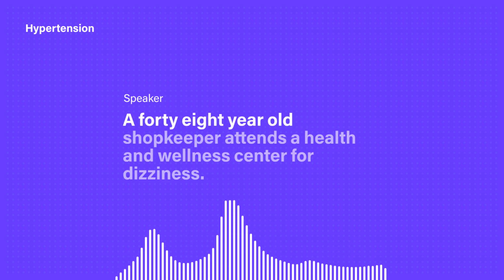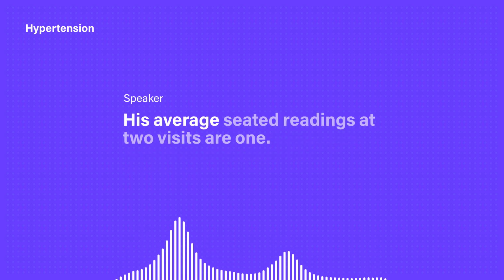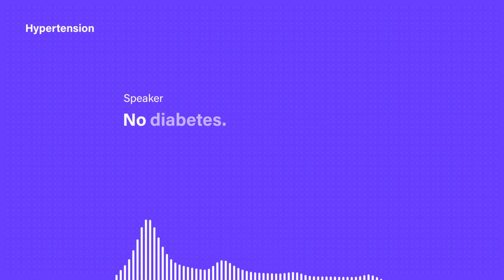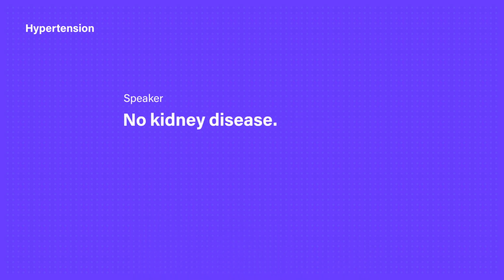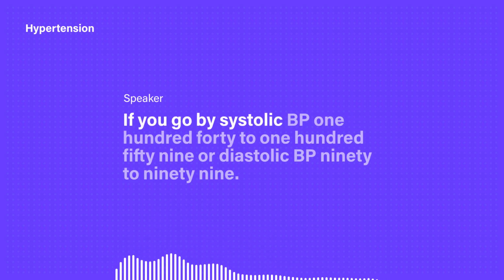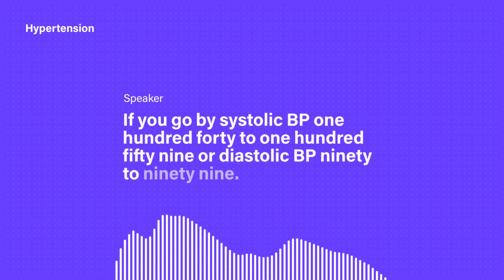A 48-year-old shopkeeper attends a health and wellness center for dizziness. His average seated readings at 2 visits are 152 over 94. No diabetes, no kidney disease. How would you proceed? That's stage 1 by JNC 7 if you go by systolic BP 140 to 159 or diastolic BP 90 to 99.